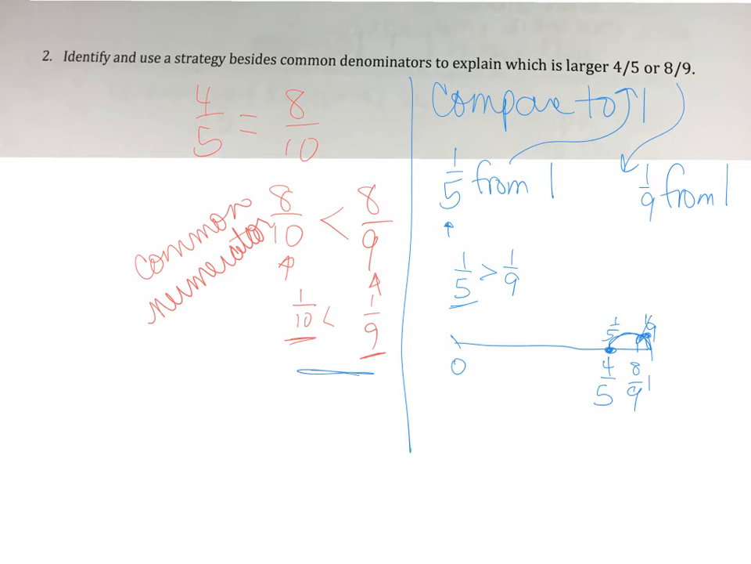And then I just wanted to make a comment for those of you that used a picture. When you have fractions that are so close to 1 or so close to the same fraction, the pictures don't work very well. So let me give you an example. Let's say you try to use a rectangle to show me 4/5.